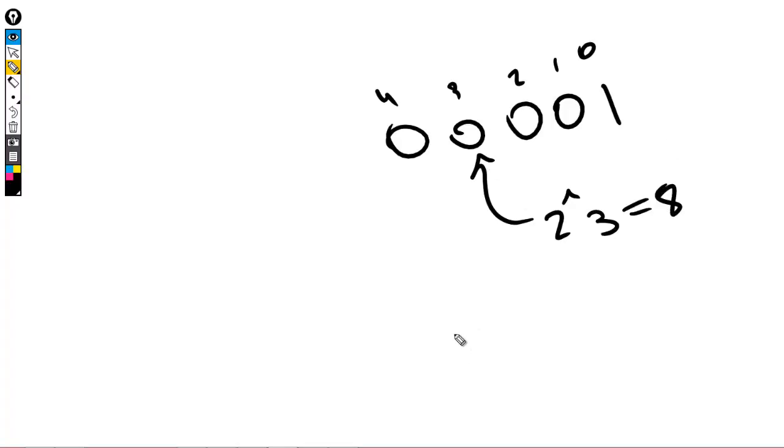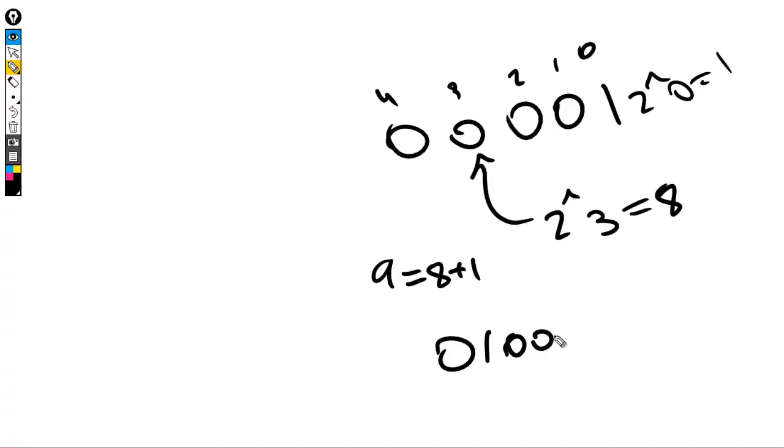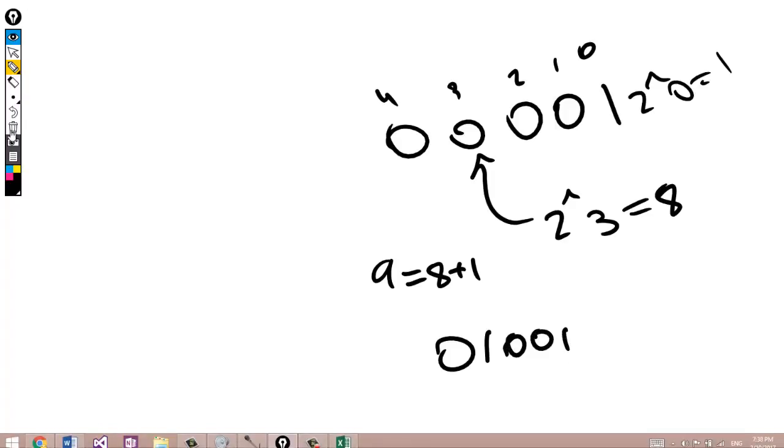So, if we wanted to write 9, it would be 0, 1, because 9 is 8 plus 1. So we go find the spot where 1 is available, which is the first slot, because it's 2 to the power of 0 equals 1. So we go 0, 1, 0, 0, 1. Let's do a couple more exercises so you can start to understand this more. Let's take 15.